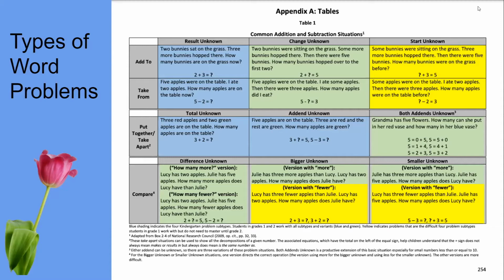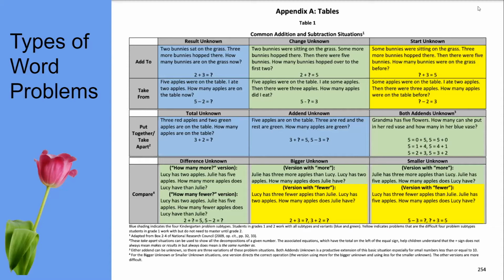So we actually have a put together, take apart that should be both addend unknown, where they're kind of filling in, or they should be a compare. And any of these compares are really good. So you need to kind of look at these to get a gauge on what you want to use. I would suggest going to your kystandards.org and looking at that.